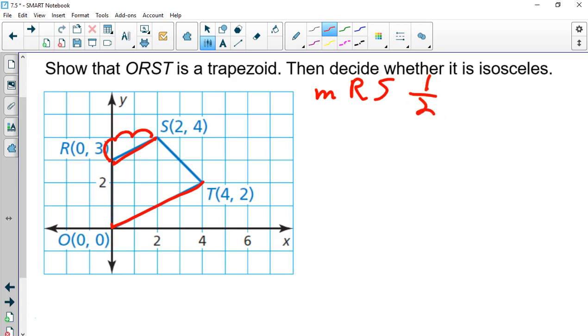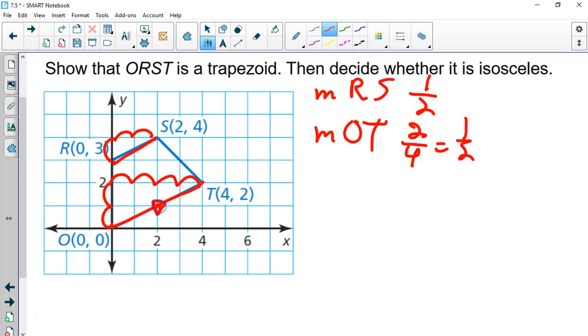And then the slope of OT. Up 2, right 1, 2, 3, 4. Up 2, right 4, which reduces to 1/2. So since these are parallel, and we can put these little triangles there, we have shown that this is going to be a trapezoid. Because you can clearly see the other two legs are not parallel, they're going to intersect.